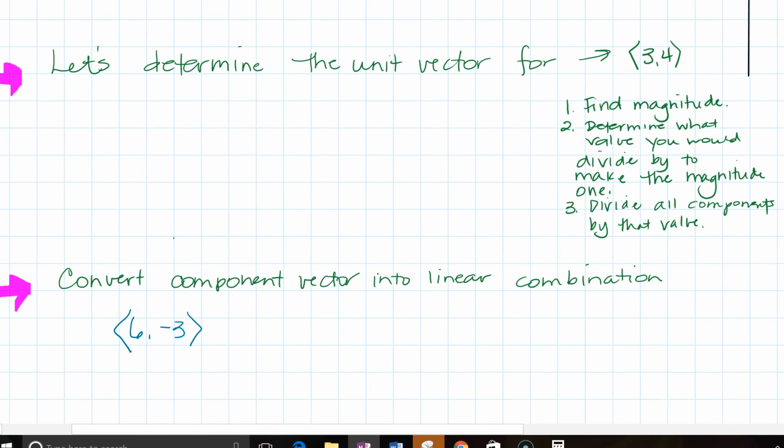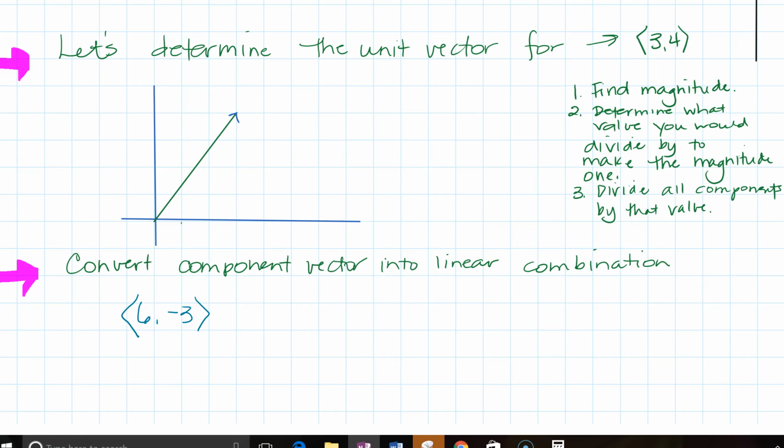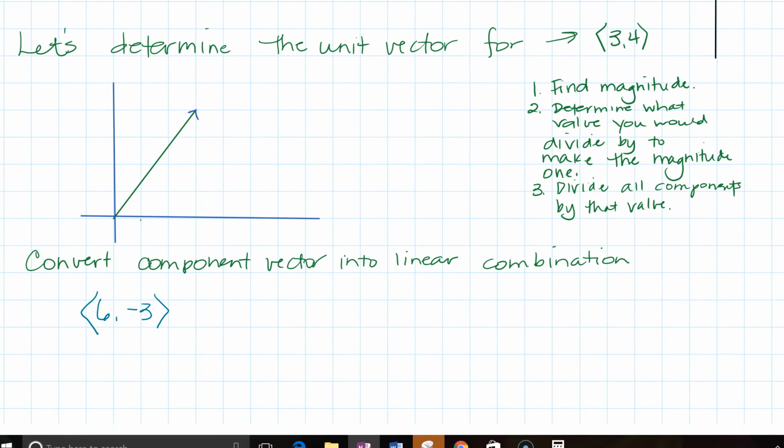The first problem says, let's determine the unit vector for vector 3, 4. So I like to draw it, so I want to give you a good visual. Most people are visual learners, so it helps. Okay, step 1 is let's find the magnitude. So to find the magnitude, as you know, I'm going to have to make this a right triangle. I know that the horizontal component is 3, this is 4.